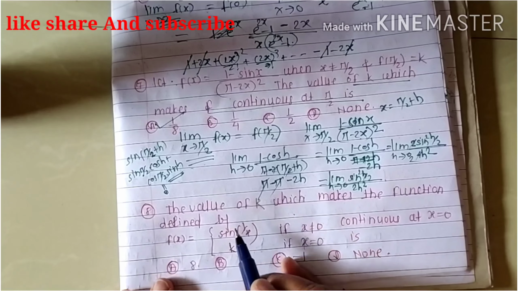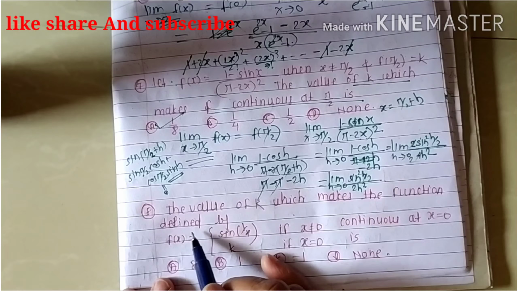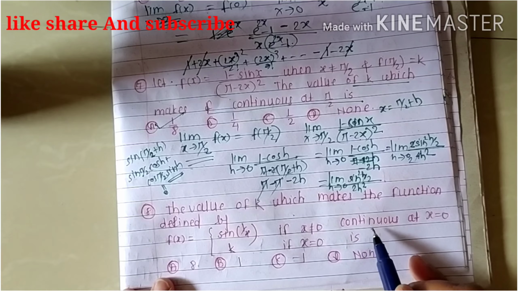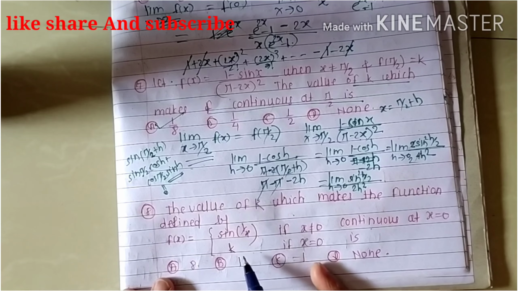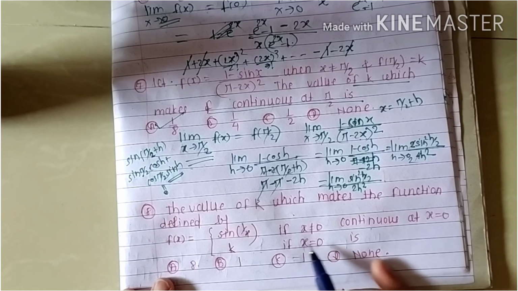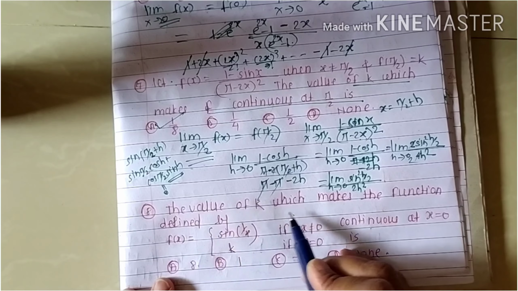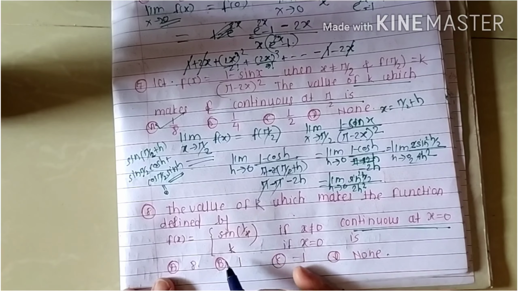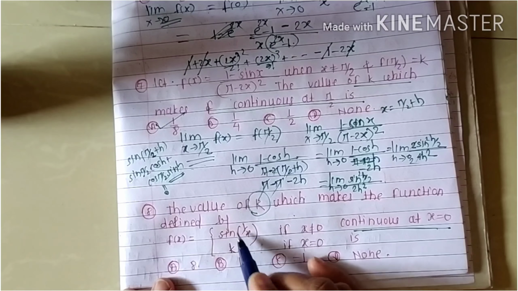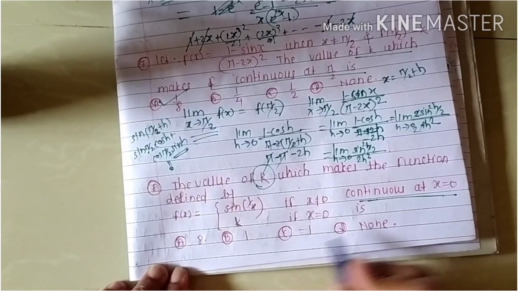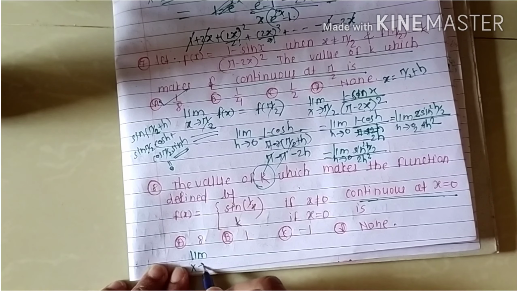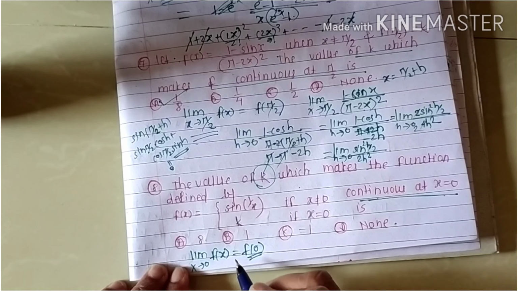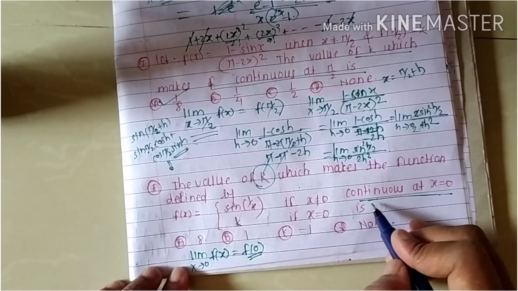Next example: find the value of k which makes the function defined by f of x equal to sine 1 upon x if x is not equal to 0, and k when x is equal to 0, continuous at x equal to 0. That is, we have to find the value of k such that this function is continuous at x equal to 0. A function is continuous if it satisfies the condition limit x tends to 0 of f of x is equal to f of 0.